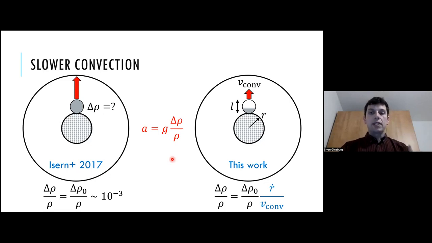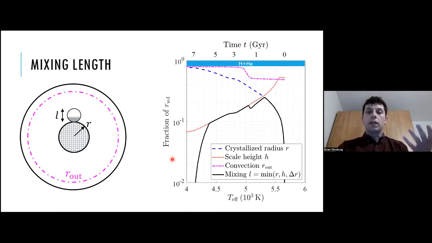As you can appreciate from these arguments, the critical quantity that we need to calculate is the size of these buoyant elements, the mixing length in the problem. This mixing length is limited by several other length scales that are all given here as a fraction of the total size of the white dwarf. This is the y-axis. The bottom x-axis here is the white dwarf's effective temperature, and the top x-axis is the time since the onset of crystallization. So over time, white dwarfs evolve from the right to the left in this diagram.